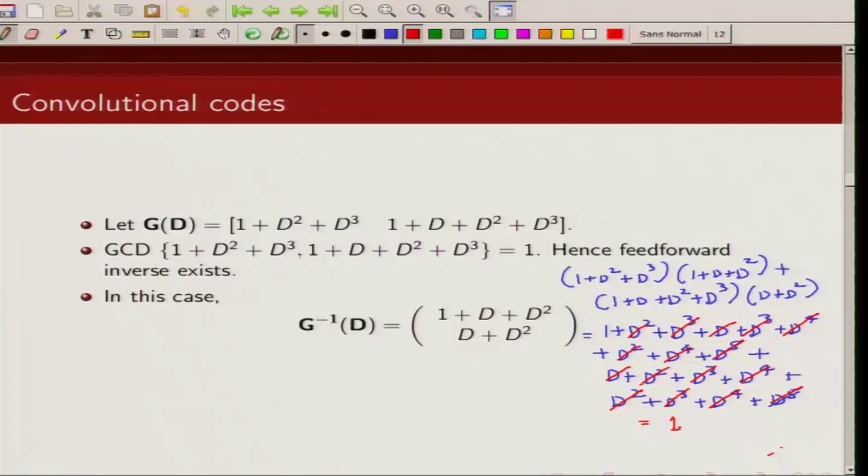And you can see this is a feed forward inverse. So, if you have your V(D) and you pass it through this, you get back your information sequence.